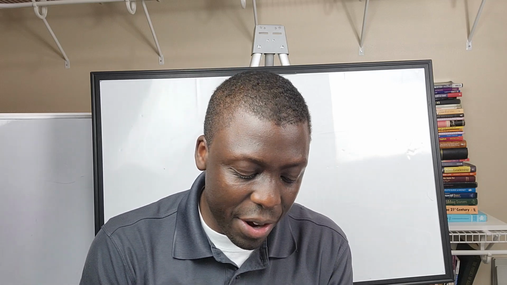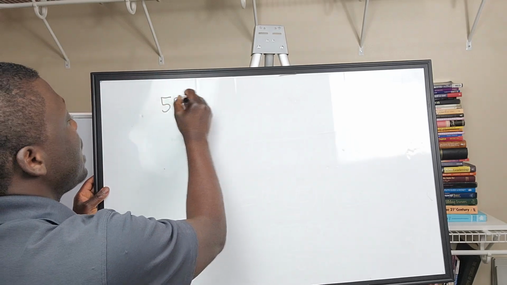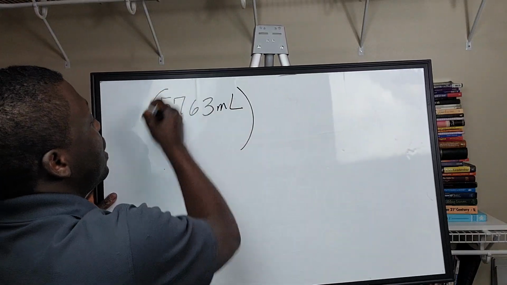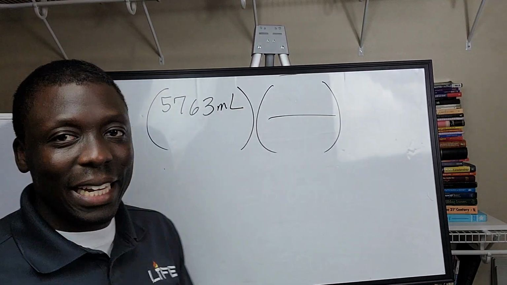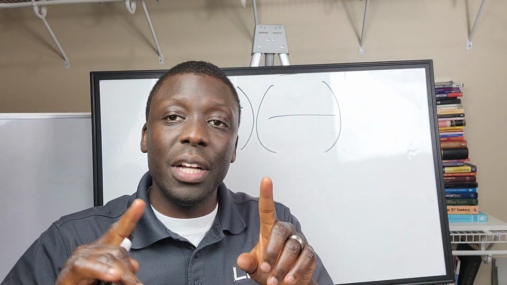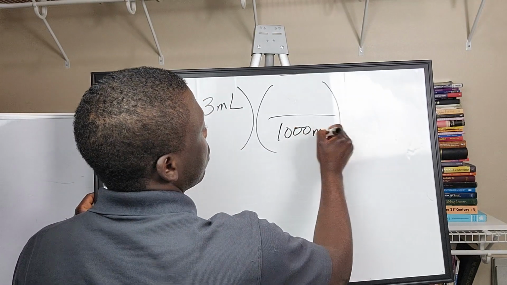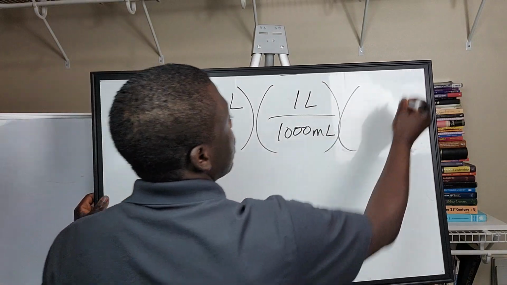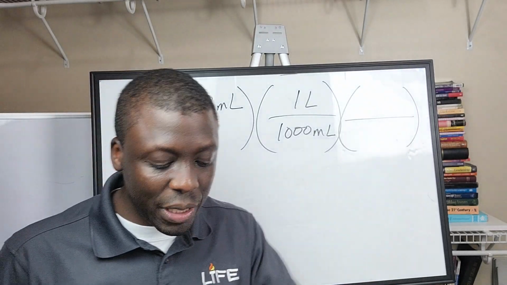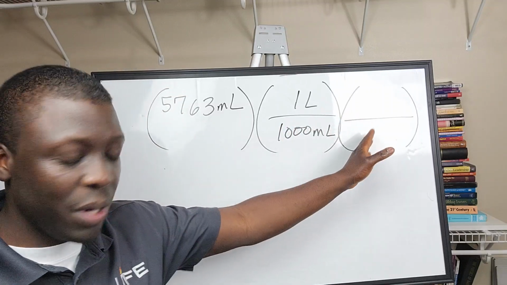So it's the same principle here. You might have to do multiple steps. So let's look at 5,763 milliliters. And we're trying to change that to decaliters. What we can do is we can change the milliliters to liters first, and then change the liters to decaliters. So this will get rid of the milliliters portion, and now we're going to take the liter decaliter relationship and put it over here.